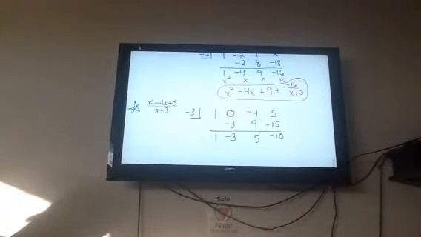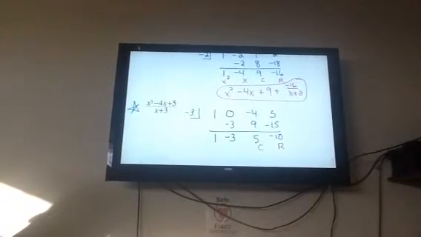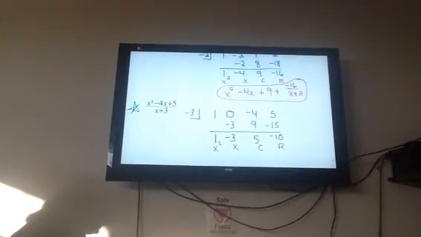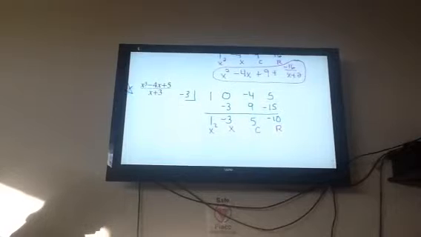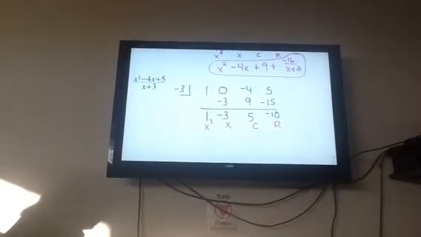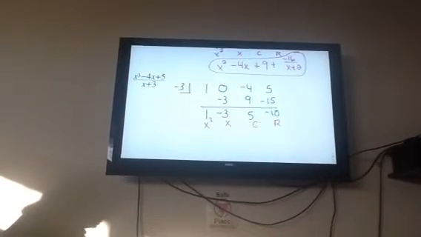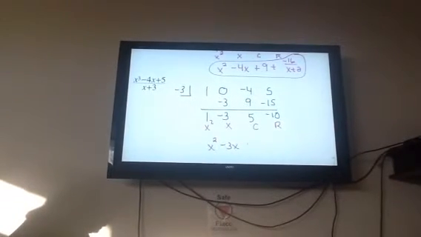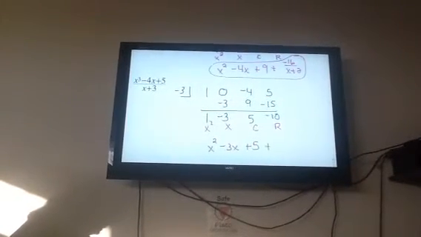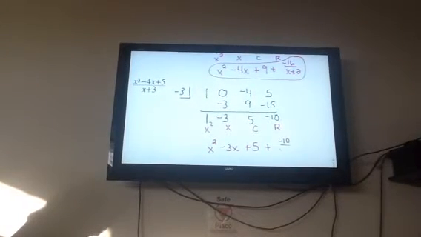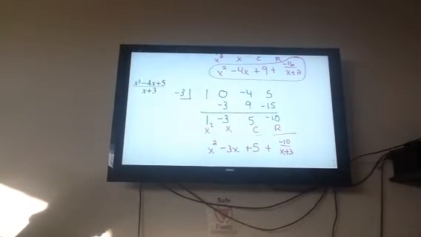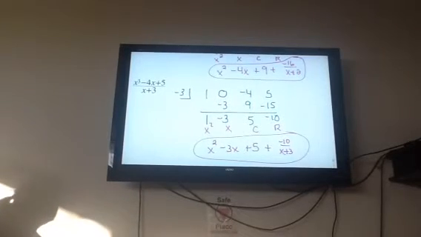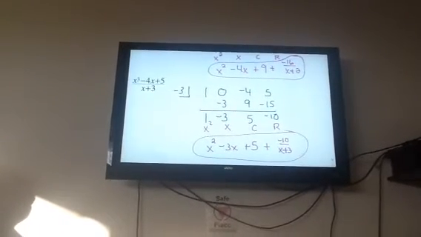So when I start from the right, again I have remainder, constant, x squared. And you don't have to write that stuff that I'm writing in pink there. Just know that. So I have 1x squared minus 3x plus 5 plus negative 10 over x plus 3, which you could also write as just minus 10 over x plus 3.